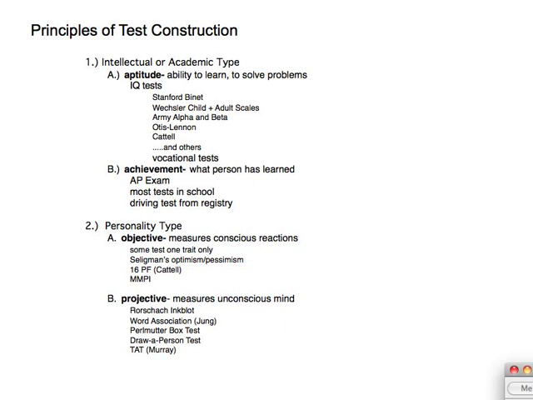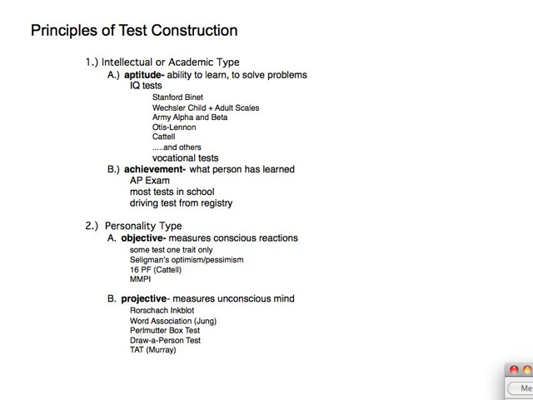The second type of test is really the achievement test, and these are going to be the tests that you've taken in school. This is supposed to test what someone has already learned. So if you attend class for a period of time and then you're tested on that material in class, the test is supposed to show you what you have learned from all that information that you were exposed to. The driving test is supposed to prove that you have learned how to drive.